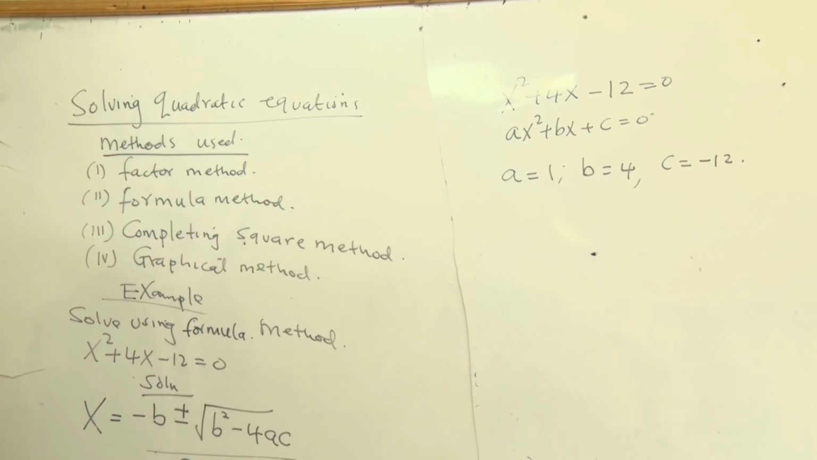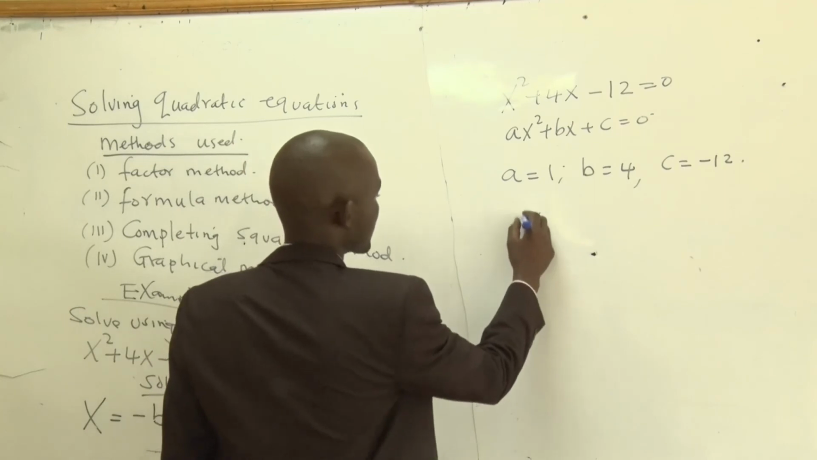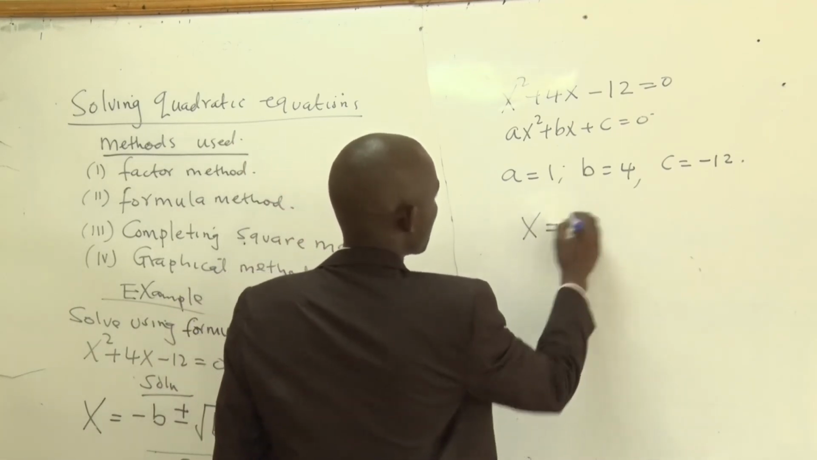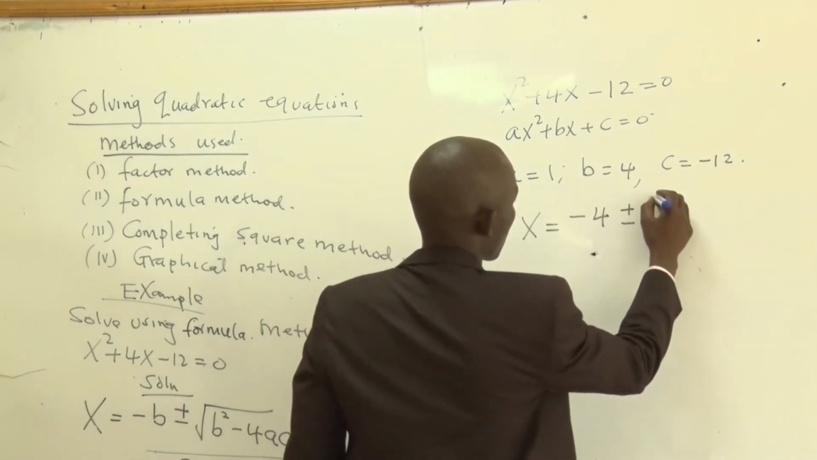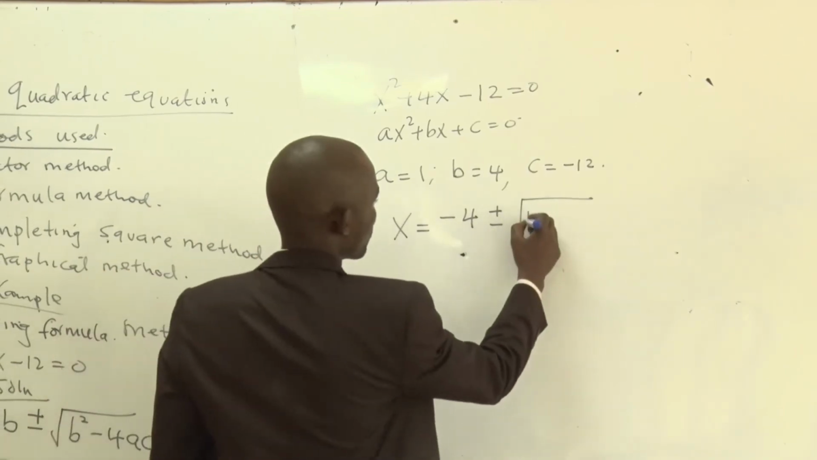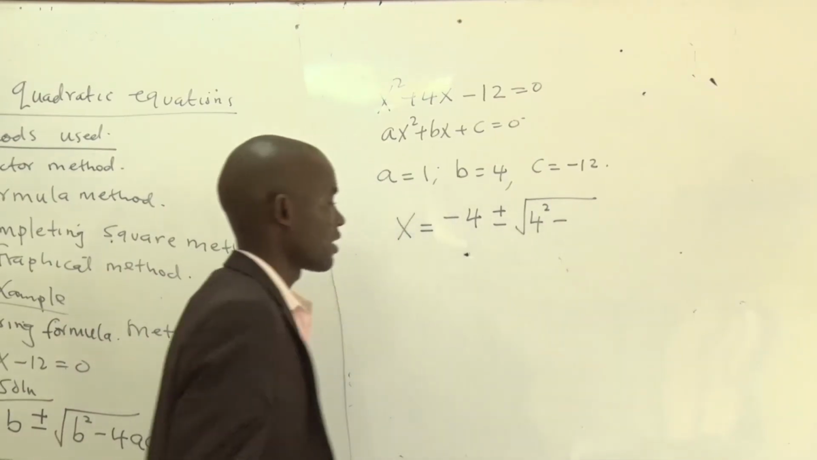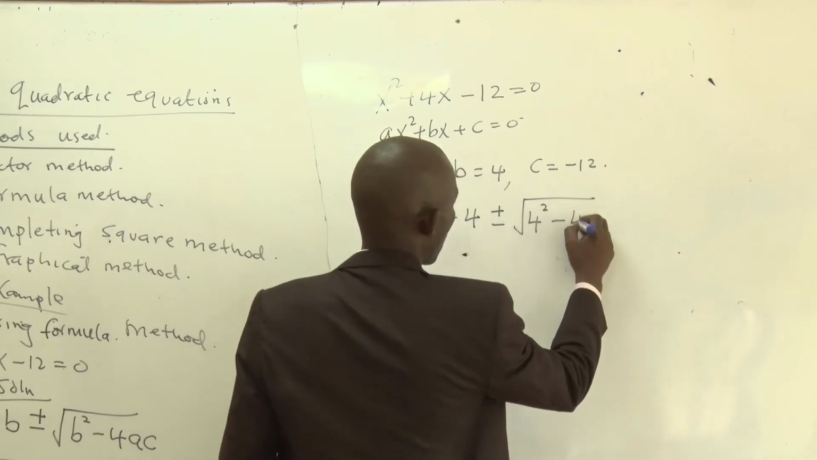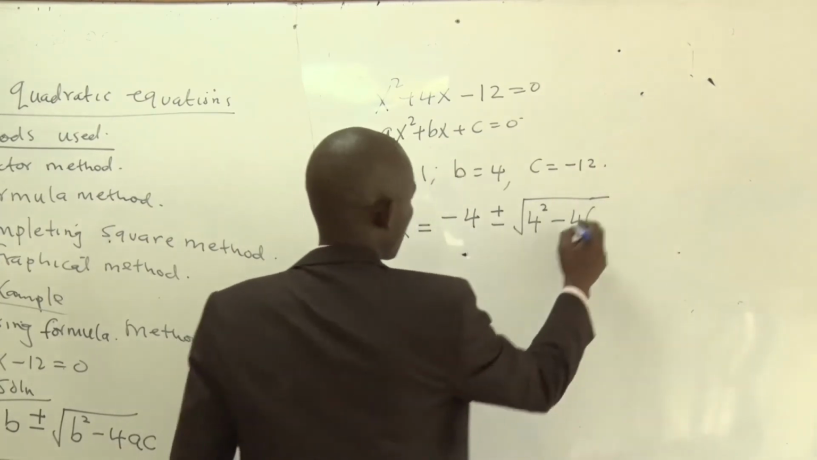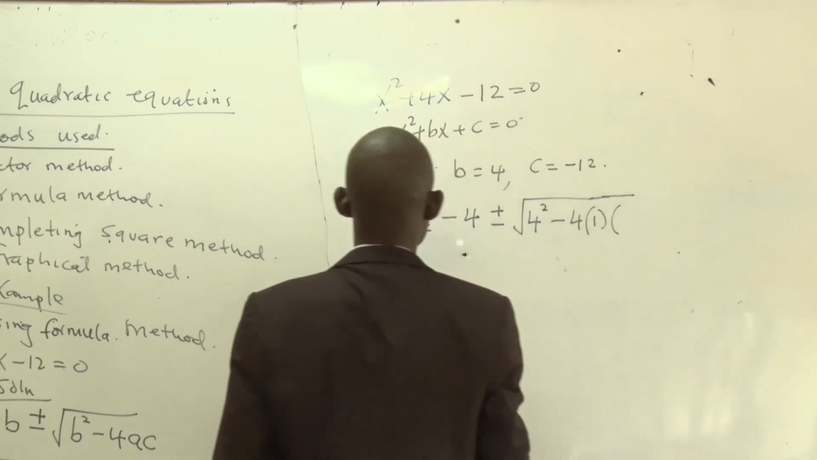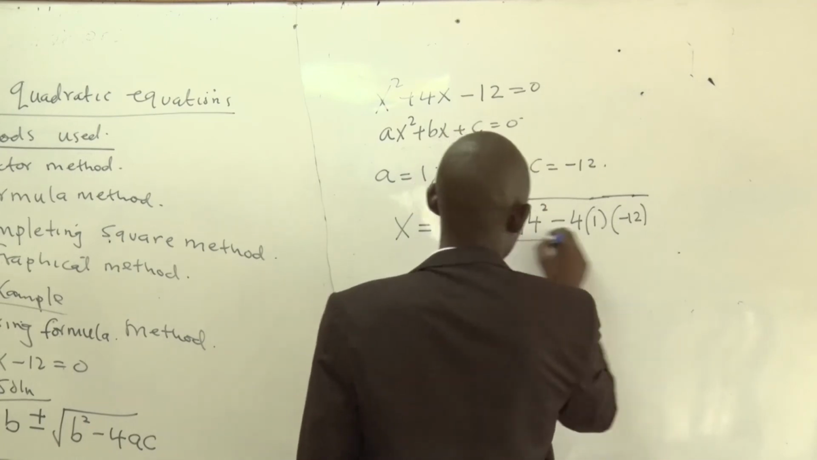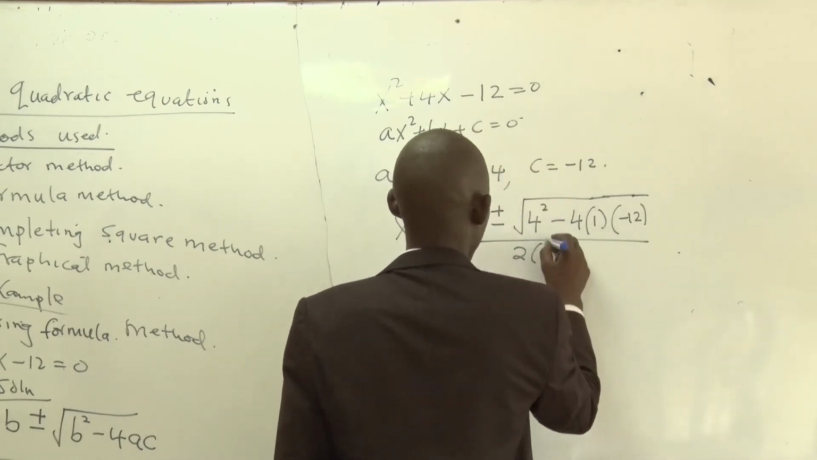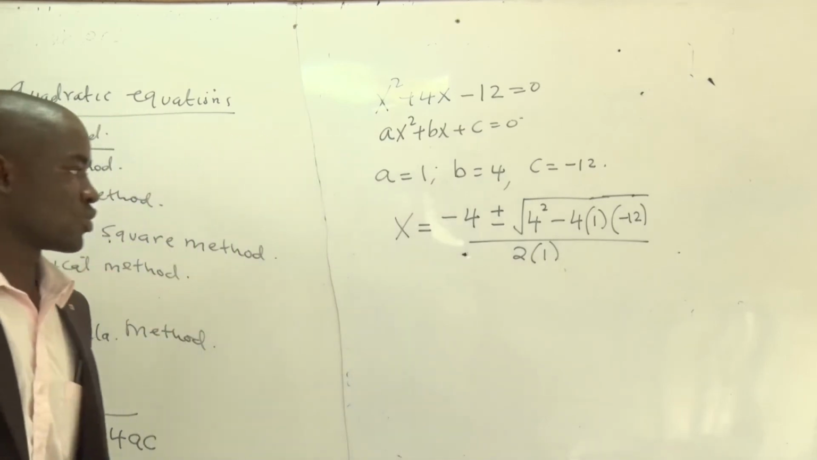So once you have identified those variables, we now want to use this formula. Our x will be equal to minus b. Our b is 4, plus or minus the square root of b squared. B squared, we talk about 4 squared, minus 4 times a. What is the value of a? The value of a is 1. The value of c is minus 12. Divided by 2 multiplied by a, which is 2.